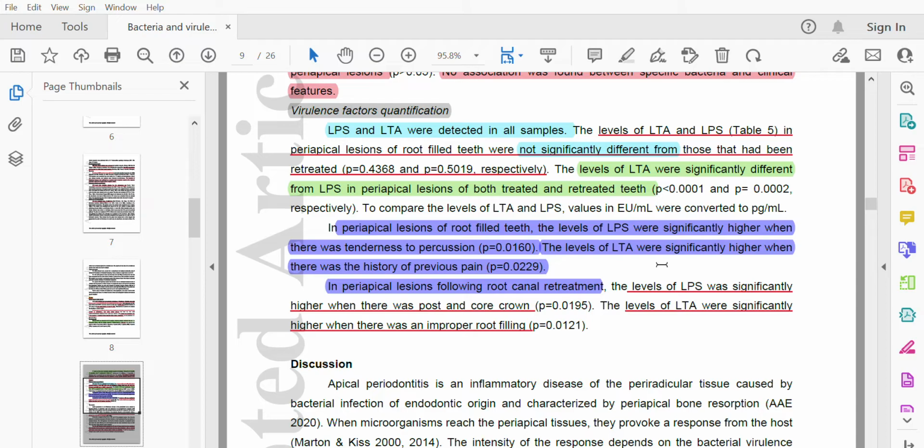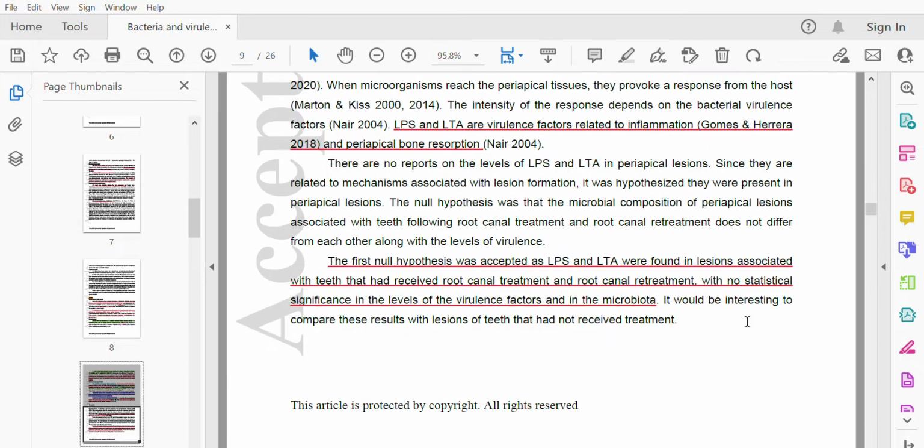In periapical lesions of root-filled teeth, where the root canal treatment was done once, the level of LPS was significantly higher when there was tenderness to palpation, and the level of LTA was significantly higher when there was a history of previous pain. In periapical lesions following root canal retreatment, where the root canal treatment was done twice, the level of LPS was significantly higher when there was a post and core, and the level of LTA was significantly higher when there was an improper root filling.